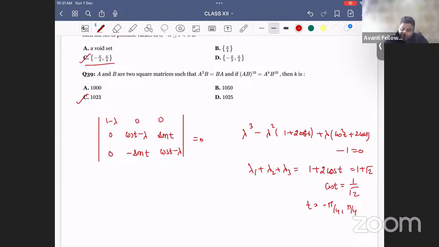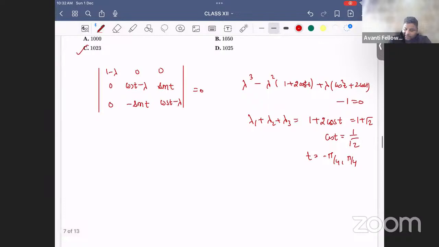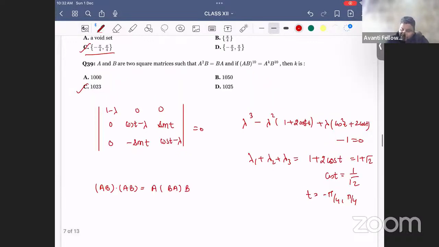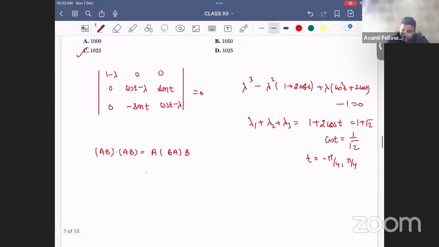Now, A and B are two square matrices such that A square B is BA. If AB raised to the power 10 is A to the power K, B to the power 10, then K is what? See, if you do AB into AB, I can write it A, BA, B. Now they have given you BA is A square B. So A square B into B. That is A cube B square, correct?